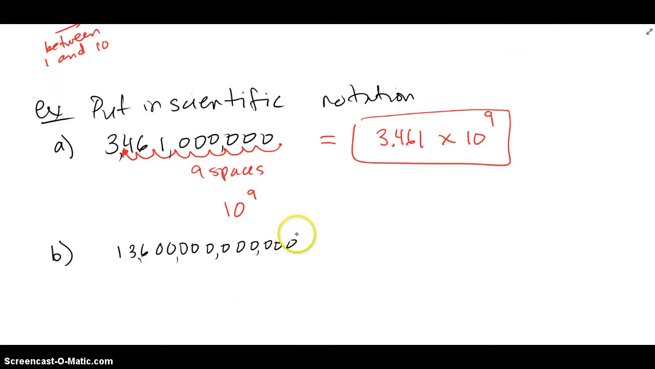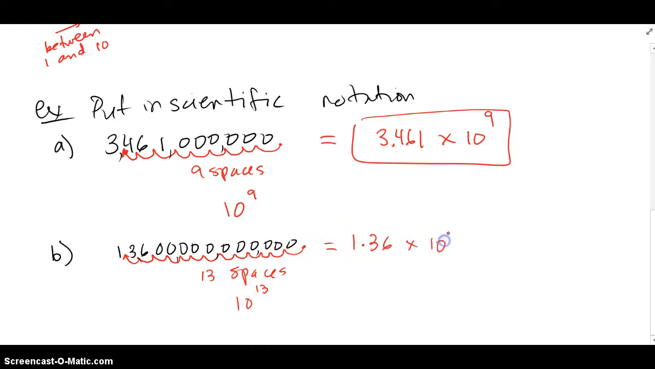Okay, again, let's put this in scientific notation. So the invisible decimal is at the end. I'm going to take that and go 1, 2, 3, 4, 5, 6, 7, 8, 9, 10, 11, 12, I'm at 13.6, but I need to keep going. 13. I move 13 spaces. That must be there's a power of 10 to the 13 that's involved. So I have 1.36 times 10 to the 13th as the scientific notation version of this number with this long string of digits.